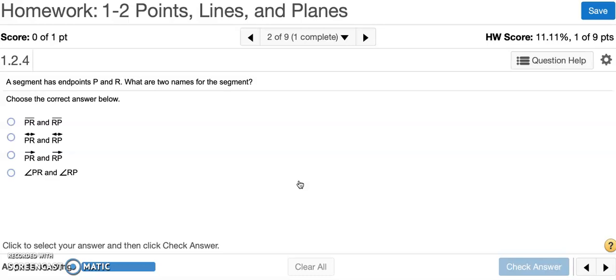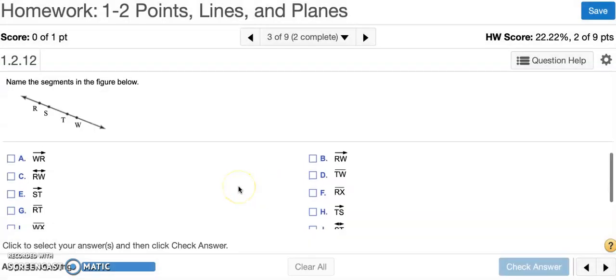Number 2. A segment has endpoints P and R. What are 2 names for the segment? Now remember, a segment does not have arrows at all above the letters. And this symbol here represents angles, so it has to be the first one.